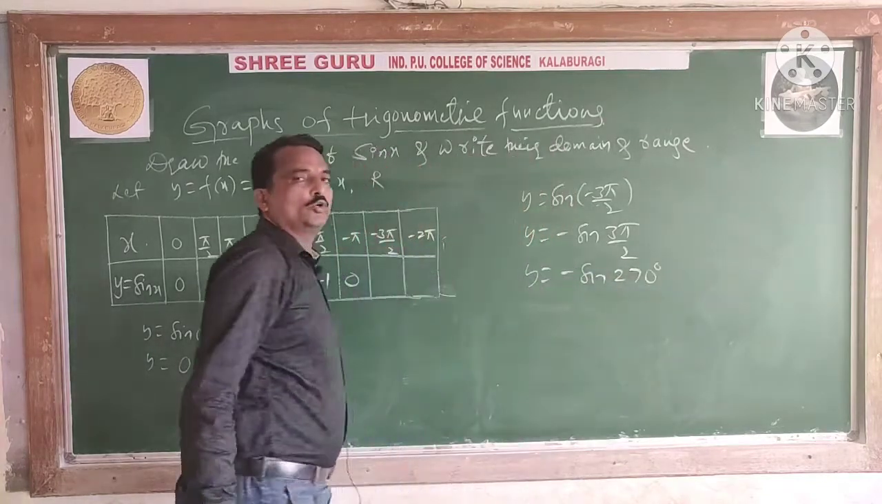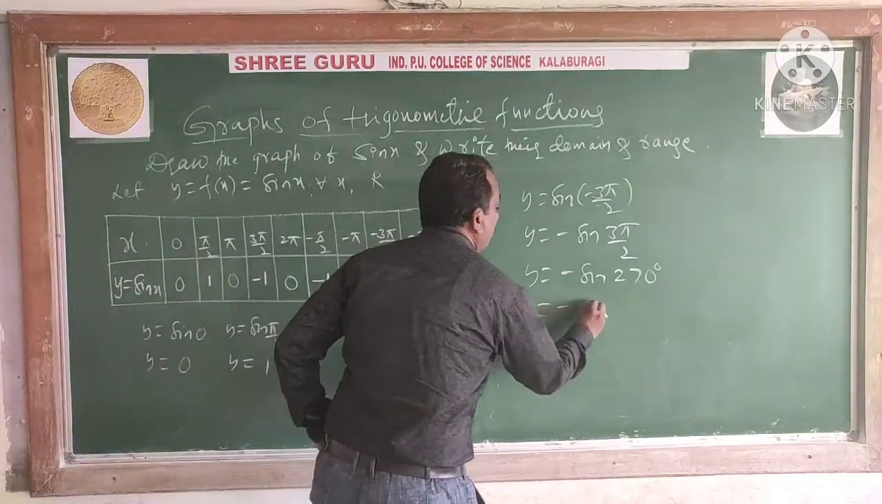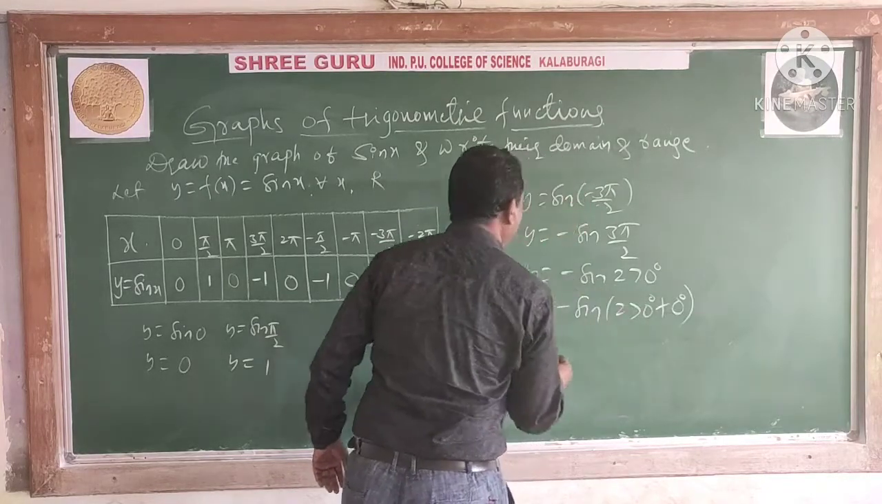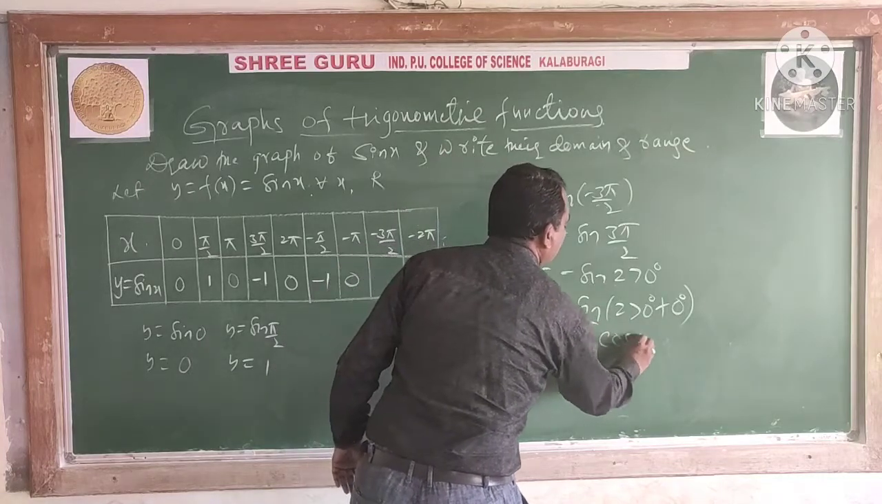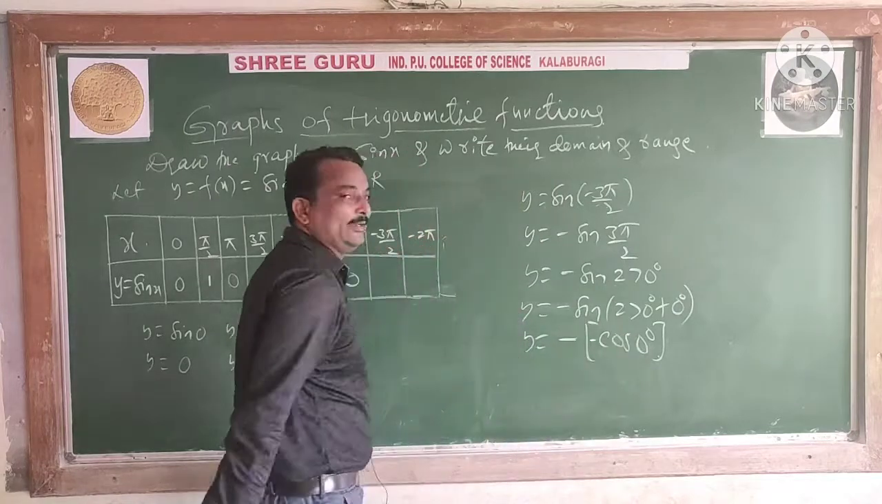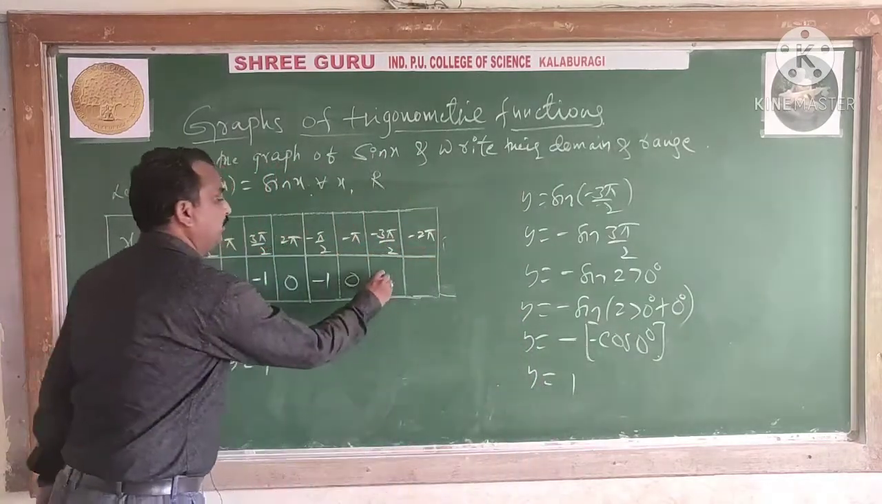3 pi by 2 means 270 degree. Or you take plus or minus. y is equal to minus of 270 plus 0, 270 plus of 0 degree. Y is equal to minus of. Then what is this? Sign changes to cos. Cos 0 degree. Which quadrant is it? Fourth quadrant. Sign is what? Negative. Minus of minus plus. What is cos 0 value? 1 it is.